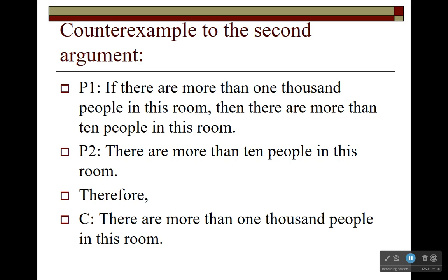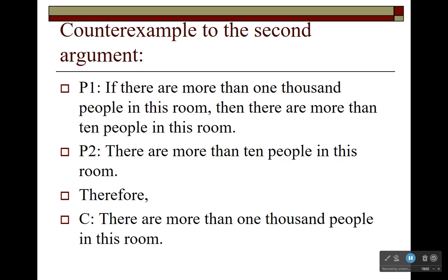Okay. Well, just imagine yourself in a scenario where, say, for example, you're in a classroom and there are more than 10 people in the classroom. Just imagine yourself being in that scenario. So imagine a scenario in which premise 2 is also true. It's not hard to think of examples of when you've been in a room with more than 10 people. We've all been in that scenario many times, so it's not hard to imagine scenarios in which both of these premises would be true, and yet the conclusion, there are more than 1,000 people in this room, would be false. Probably no classroom that you've been in has had more than 1,000 people. So this is a counterexample to that second argument.